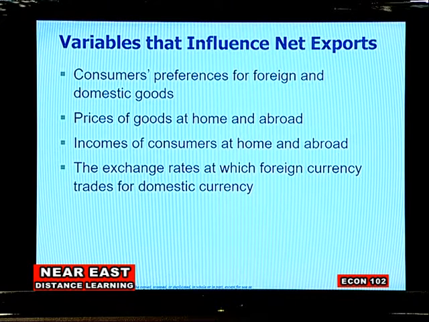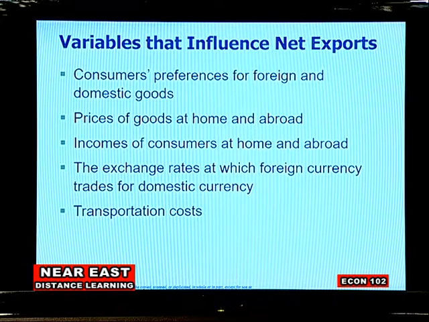Then the exchange rate, like I defined earlier, the rate at which one currency trades for another currency. So if the value of the domestic currency is higher, then with very little currency they can obtain more internationally produced goods, and that will enable such a country to have favorable net exports. So the exchange rate is one of the factors that influence net exports.